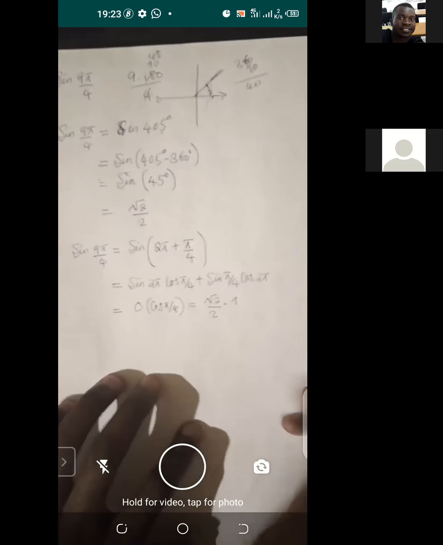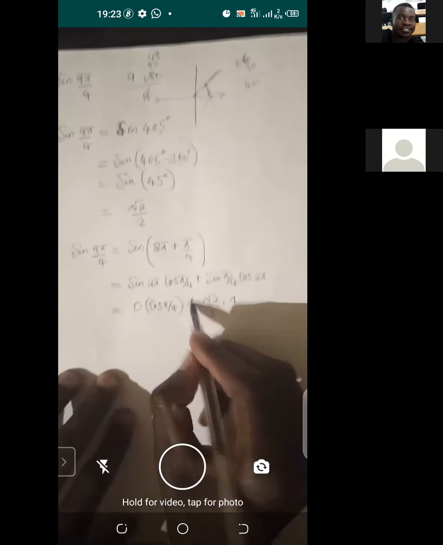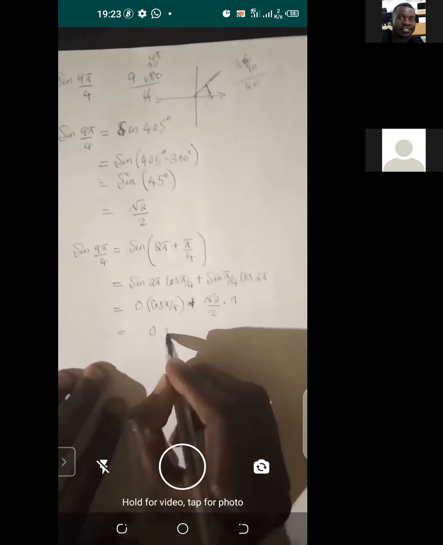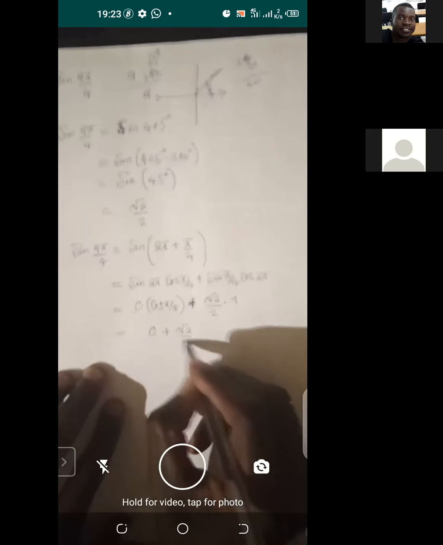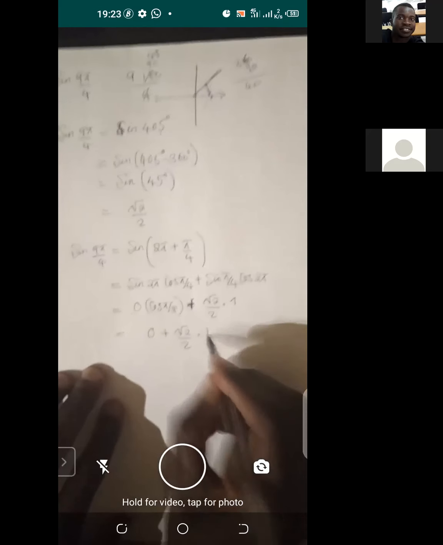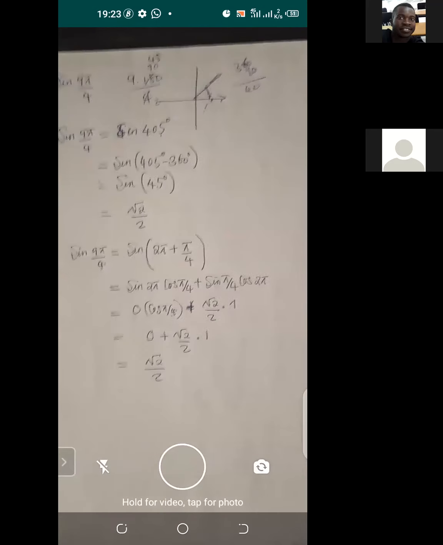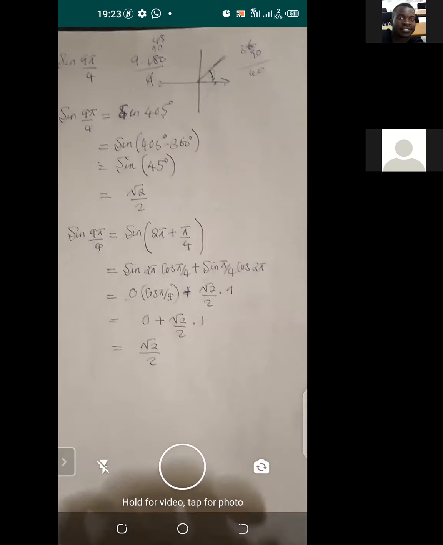So this here, it's a plus. So this is a 0. This is equal to 0 plus the root of 2 over 2 times 1 there. This will still give you the root of 2 over 2. So that's what you have there. So you can go either way. It still works.